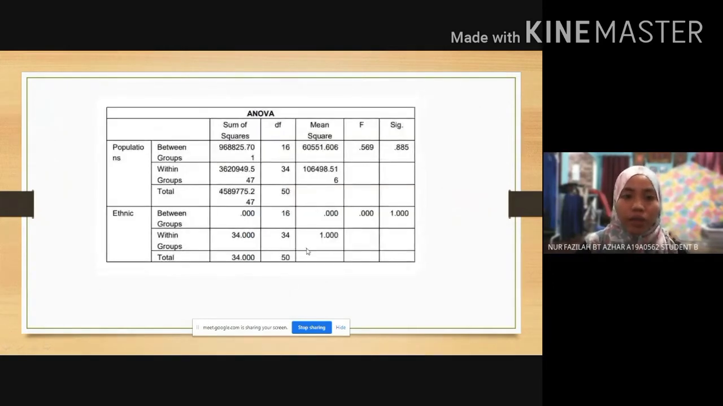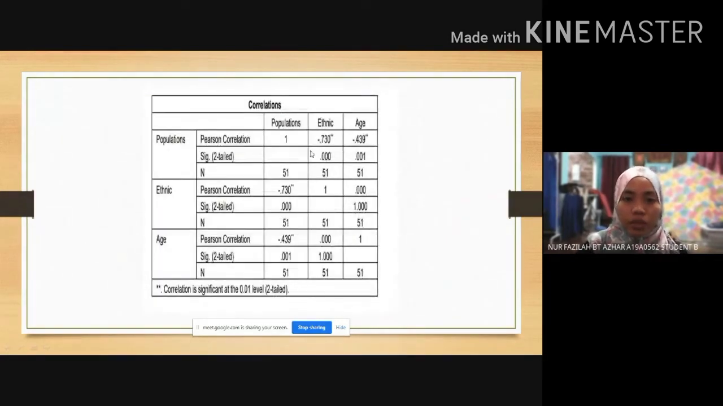Okay, for ANOVA, for population between age, we found a very big difference between population and ethnic. So population between age, between group is 968825.70. Okay, and the total is 4589775.2. So we move to correlation, and correlation is significant at the 0.01 level, two-tailed.